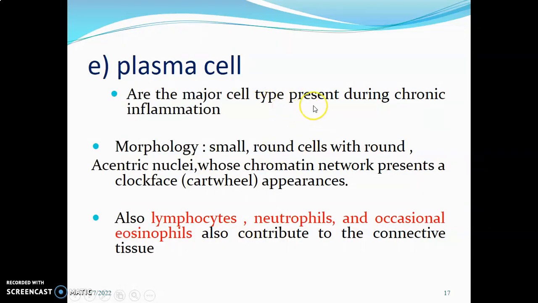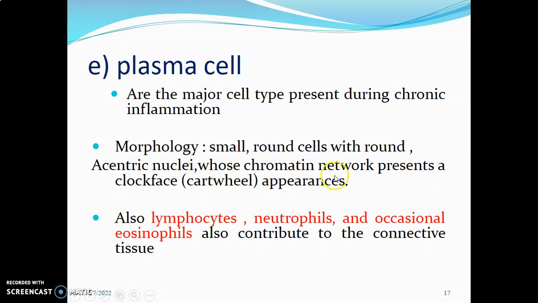Then plasma cell, this is a major cell in chronic inflammation. They're usually small and round, and they are part of the connective tissue. They are immune cells within the connective tissue. Usually these plasma cells have what you call eccentric nuclei.